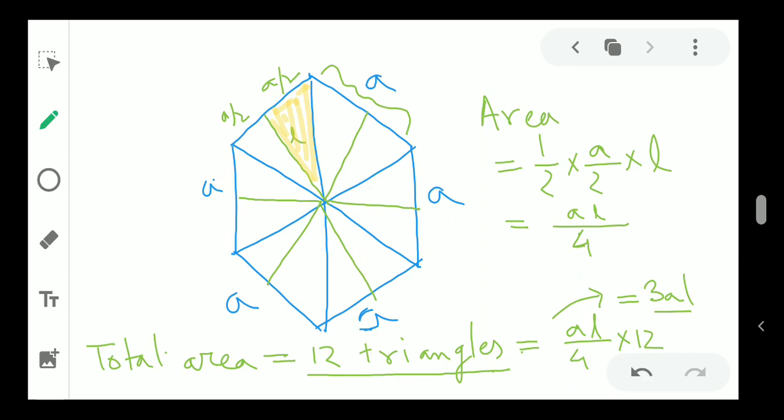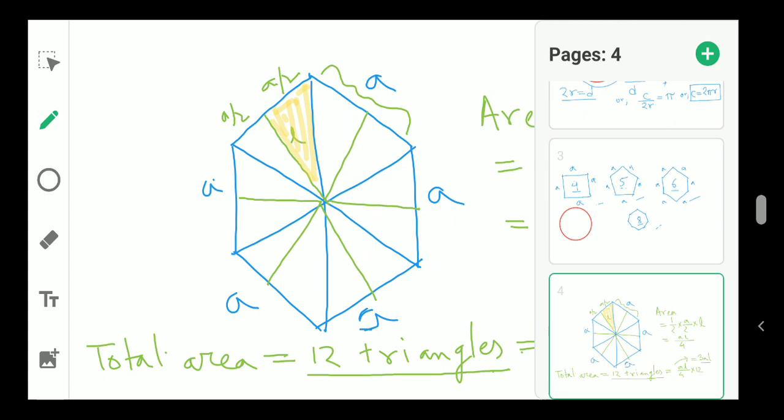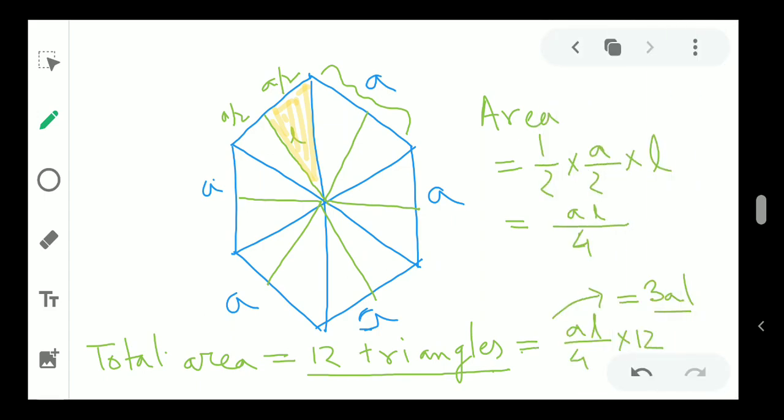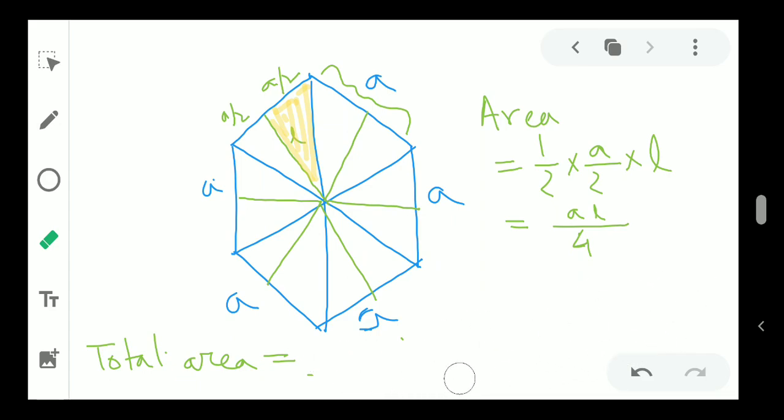So in this way, if we keep on increasing this, you can see one thing clearly. If I write this area, that was our hexagon. For each side we are getting two triangles, and each triangle has this much area, that is AL by 4, right?